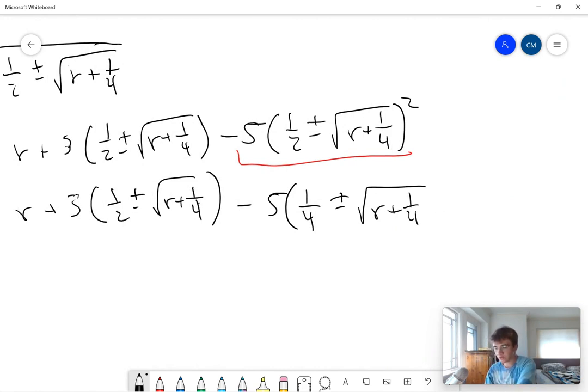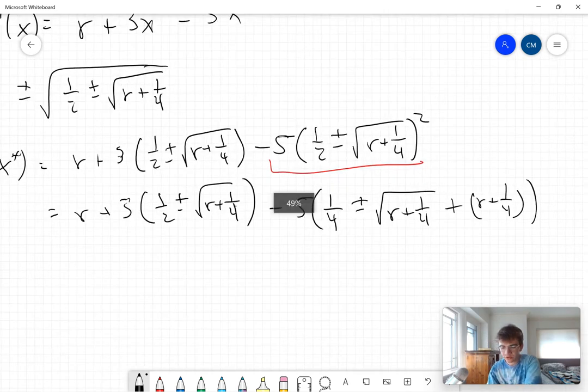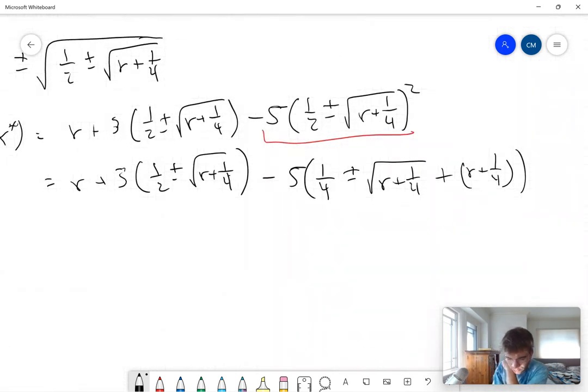And then we're going to square the final term, so we'll just get a plus r plus 1/4 here. Okay. And now I'm going to start combining like terms. So I'm going to observe that I have 3/2 here, 5/4 here. So this is going to give me an r plus 1/4.